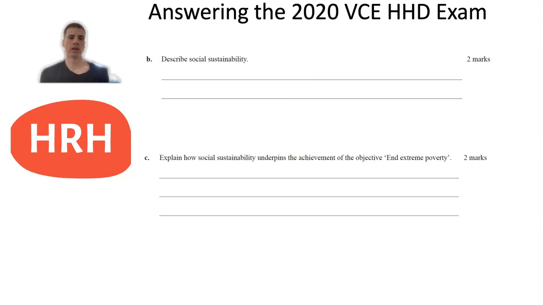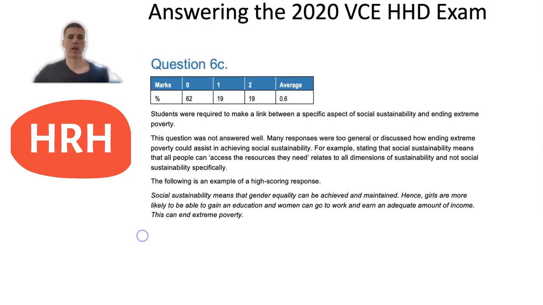In part C it asks you to explain how social sustainability might underpin the achievement of the objective end extreme poverty, for 2 marks. Once again, this question was not answered well. You needed to make a link between a specific aspect of social sustainability and how that could help end extreme poverty. They gave an example of a high scoring response where the student mentioned that social sustainability can be linked to gender equality being achieved and maintained. Therefore, girls are more likely to be able to gain access to education, and therefore women go to work and earn an adequate amount of income, and that could help to end extreme poverty.